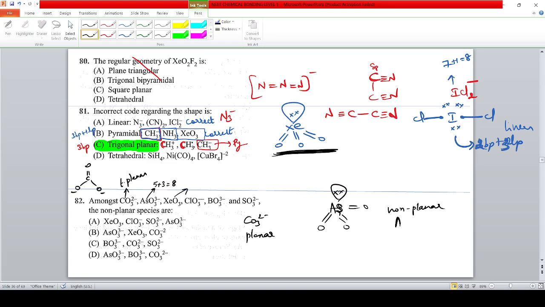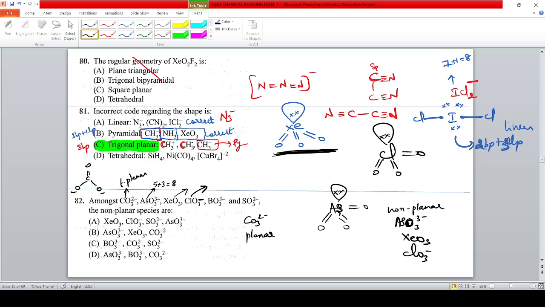So AsO3 3 minus is non-planar. XeO3 is non-planar. Next, ClO3 minus. Chlorine has 7 valence electrons. Minus means 8 electrons. Out of the 8 electrons of chlorine, 2, 4, 6 electrons are used by oxygens, then the 7th one and 8th one. So this is also non-planar. ClO3 minus is also non-planar.